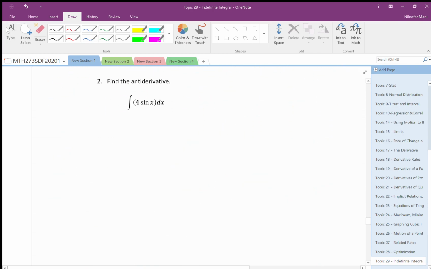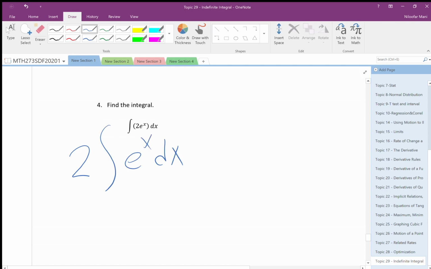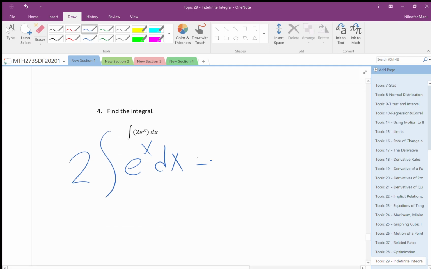How about here? I remove it because we didn't do sine and cosine. Again, how about here? I don't do it. How about here? Yes, I can do this. What should I do? I have a number beside, so I bring it out. So 2 times the integral of e power x dx. What is the answer? The derivative of e power x is e power x, so the integral of that is the same. So it is 2e power x plus c.